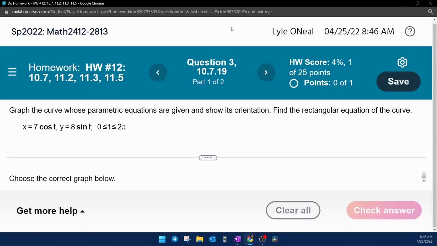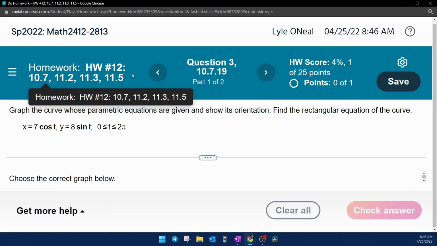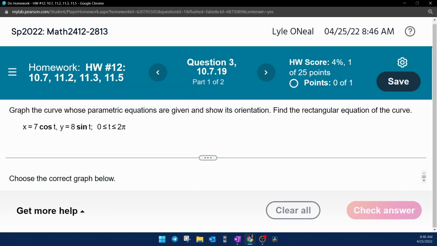All right, here we go. Question number 3 from our Precalculus, homework number 12 in MyLab Math. It says graph the curve whose parametric equations are given and show its orientation. Find the rectangular equation of the curve. And here they have given me my two parametric equations and my restriction on t.